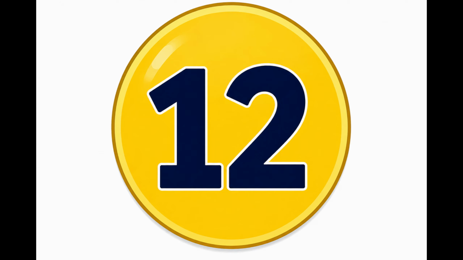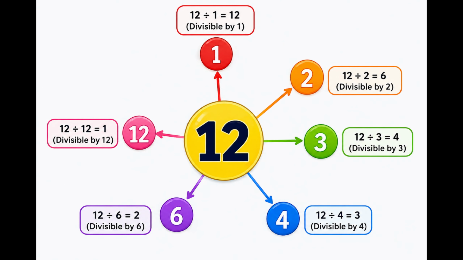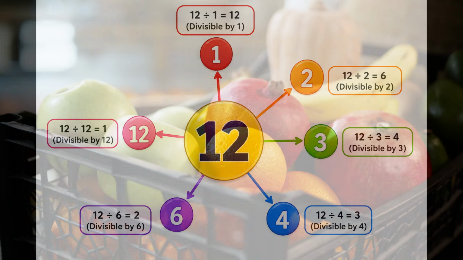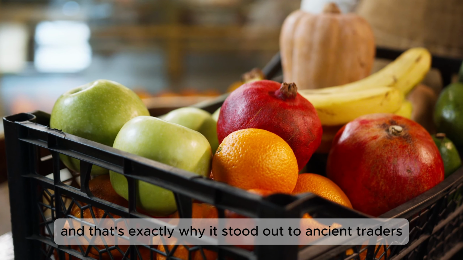That means, compared to any smaller number, 12 has more divisors than all of them. Let's look at it. 12 can be divided by 1, 2, 3, 4, 6, and 12. No number before 12 has this many clean divisions, and that's exactly why it stood out to ancient traders.